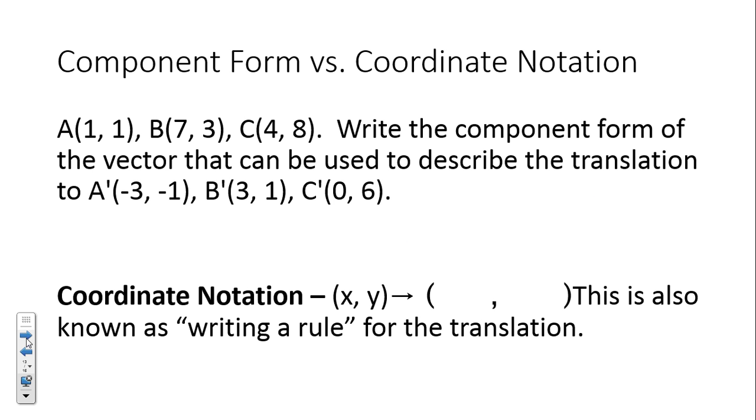Next one. We have 3 points, A, B, and C. This time we're not graphing. We're going to write the component form of the vector that could be used to translate A, B, and C to A prime, B prime, and C prime. So we had some vector that was a rule that moved these things to their new locations. What is that vector?